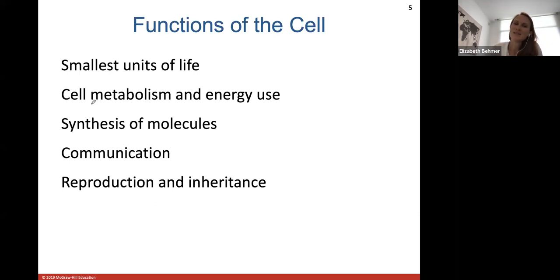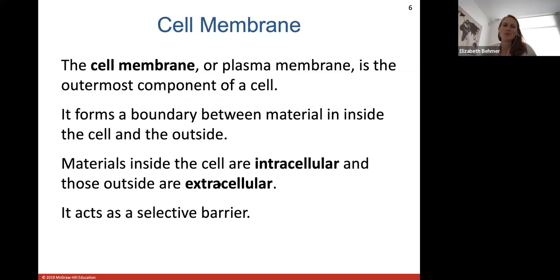And whenever you see the word metabolism, whether it's by your cells or another tissue, metabolism is just another word for taking in glucose from the food that you eat and turning it into energy. So that's what metabolism is. Cells will help synthesize new molecules like proteins. Cells will communicate with each other, and cells can reproduce and divide and pass on inheritance or the genetic material. And we'll go over a lot of those functions in this chapter.